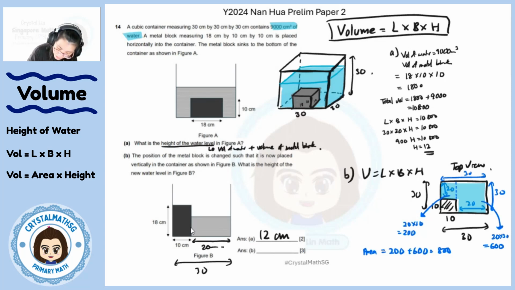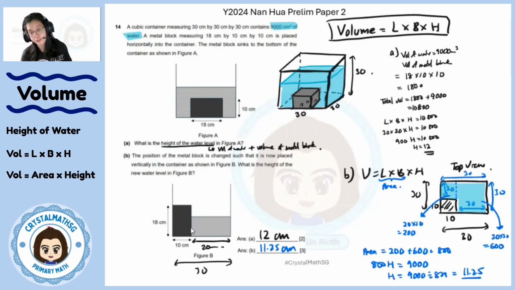Okay? I want to find the height of the water, so I need length times breadth times height again. The length times breadth gives you the area. So 800 times height equals the volume of the water, and I divide. And that's my answer. 11.25.